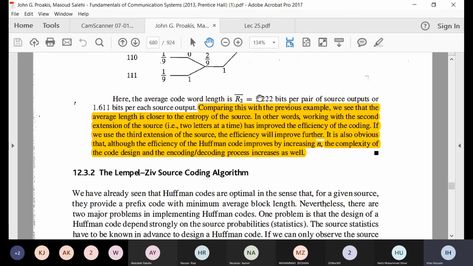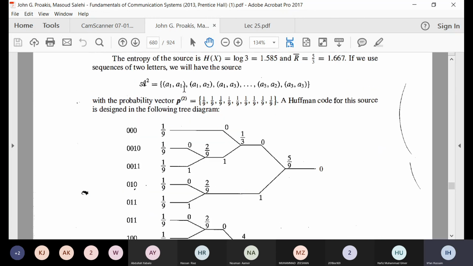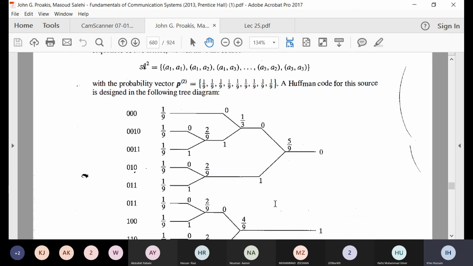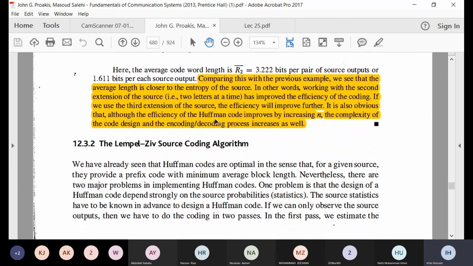Here, the average code length comes out to be 3.22, which you divide by 2, because you are taking 2 symbols at a time, so you get 1.611. Now, if you compare 1.611 with the earlier case, when we were taking one symbol, it was 1.667, and the entropy was 1.585. Now we are getting an average length of 1.61. So we are approaching closer to H(X). This means as you increase the length of the code block, you are approaching more and more towards the optimal value of the entropy. And this ends the chapter.